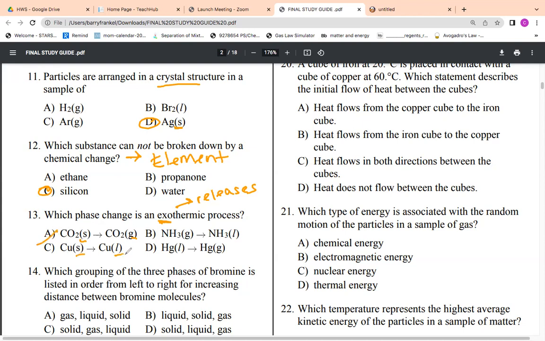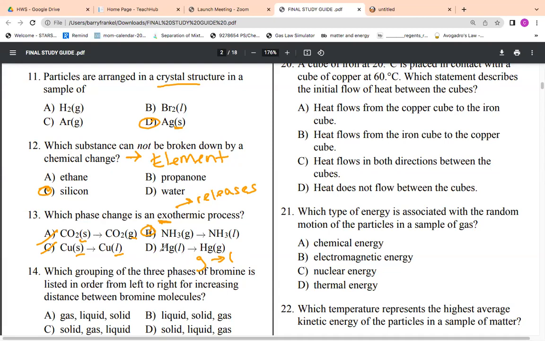Choice C, we're going from solid to liquid. This is melting. Trying to melt something requires heat as well. So that's endo. Doesn't make sense. Going from gas to liquid, this is condensation. In order to condense something, you have to remove the energy from it. So you have to release the energy. So we're going to want to go with choice B.